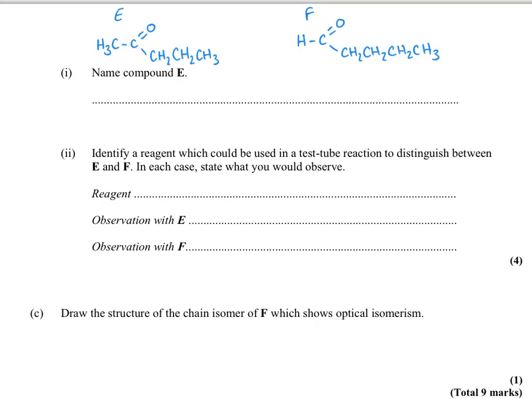Name compound D. Compound D is a ketone, and it's got 5 carbons in the chain, and the double bond is on the second carbon. So it's going to be pentan-2-one. The number is essential because it could be pentan-3-one. E is a ketone, F is an aldehyde. So we want a test tube reaction that would distinguish between the two. So we're looking for Tollens' or Fehling's.